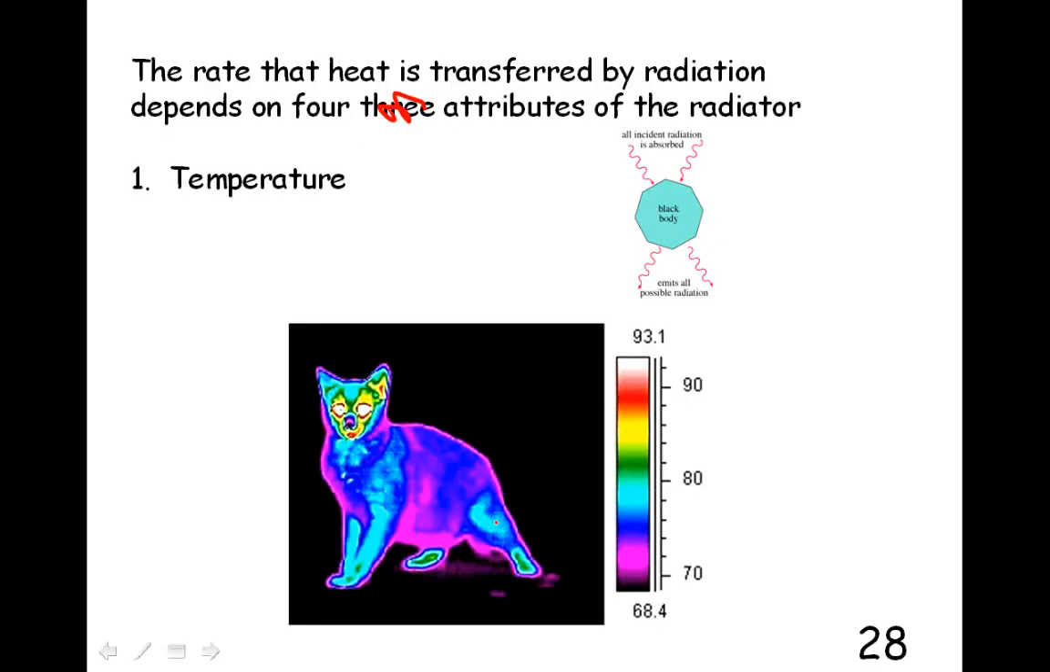Okay, the rate at which heat is transferred by radiation depends on four attributes of the radiator. First is temperature, and we've just talked about that. The temperature of the eyes is higher than the temperature over here, so the cat is radiating more heat here than it is here.